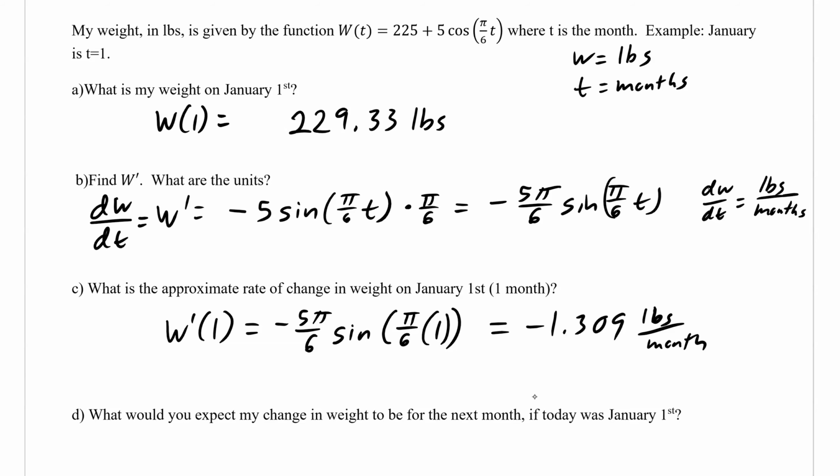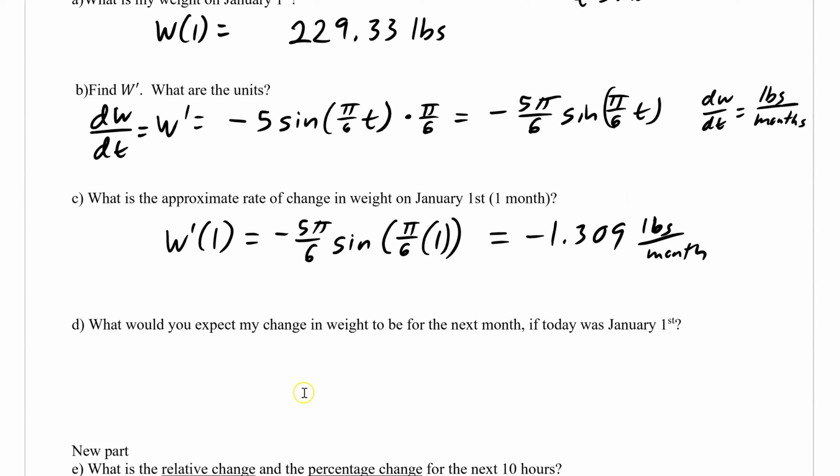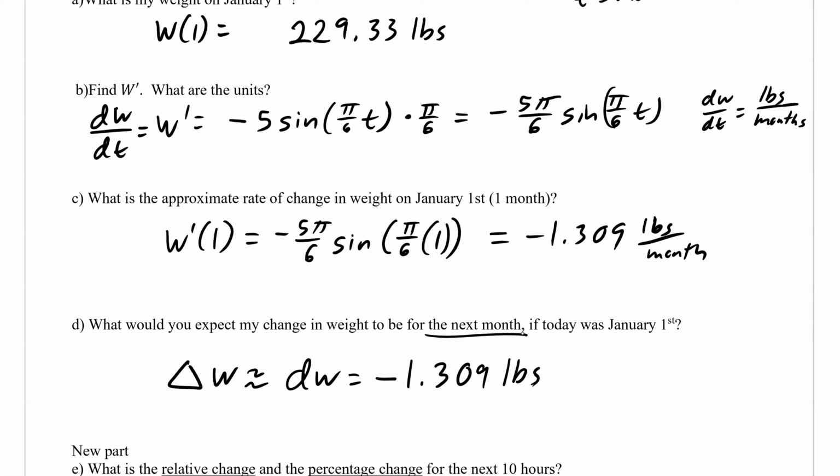Within 1 month, from January 1st to February 1st, I should expect to lose 1.309 pounds. So what would you expect my weight change to be for the next month? A loss of 1.309 pounds. There are no more months in the units because it's just the change. So W prime is giving us our rate, minus 1.309 pounds per month. When I ask what you would expect my change in weight to be, I'm just asking for my change in weight, which is approximated by dW. In this case, it's our dy, right? Okay, so here is the new part.